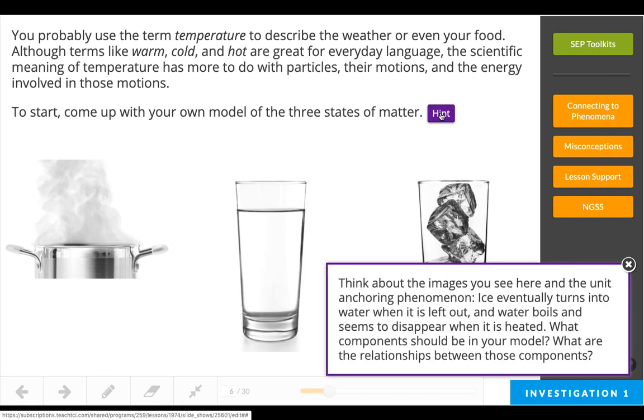Think about the images you see here and the unit anchoring phenomenon. The ice eventually turns into water when it's left out, and water boils and seems to disappear when it is heated. What components or parts should be in your model, and what is the relationship between those different components? Pause the video for a minute and think about how you could model the 3 states of matter, maybe with your body or a drawing or some sort of prop. What did you come up with?